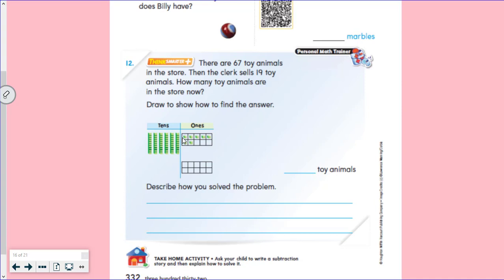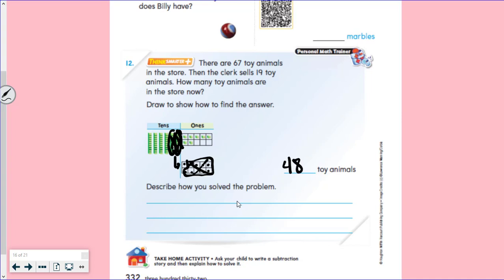So that tells me right away we're going to have to regroup a 10 into 10 1s. So 1, 2, 3, 4, 5, 6, 7, 8, 9, 10. Now I can take away 9 1s, right? So that's everything except for 1. Okay? And then I have to take away 1 10. So I'm going to take away this one. And so that leaves me 1, 2, 3, 4 10s. And my 1s, I have 5, 6, 7, 8 1s. So that means there's 48 toy animals left.